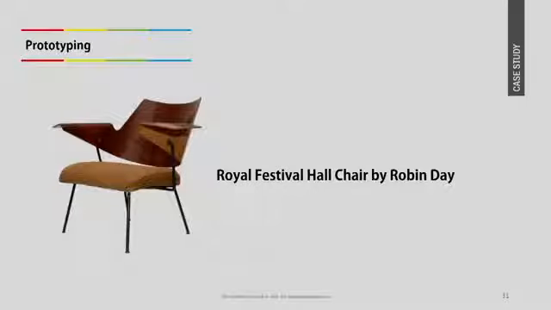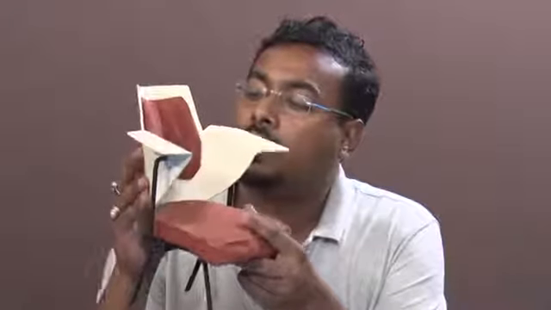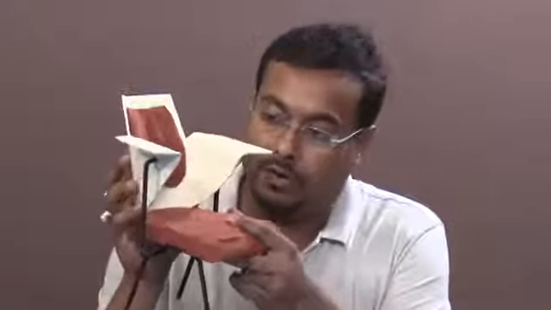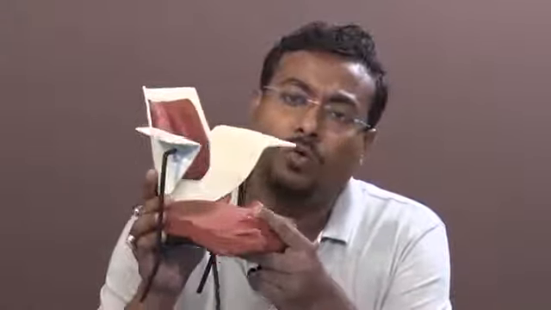Next is the Royal Festival Hall chair by Robin Day. You can see this particular chair. Here the top part has a round bend and we created this with the help of a hot gun, but instead of foam board we have used a styrene sheet, and for the cushion we have used sponge, and for the legs and other parts we have used mild steel rods.